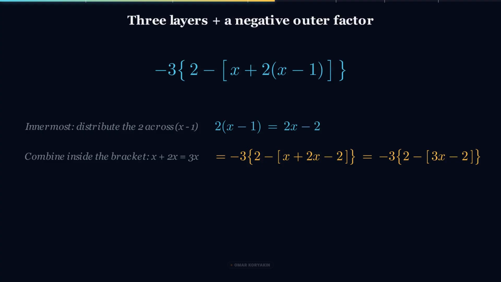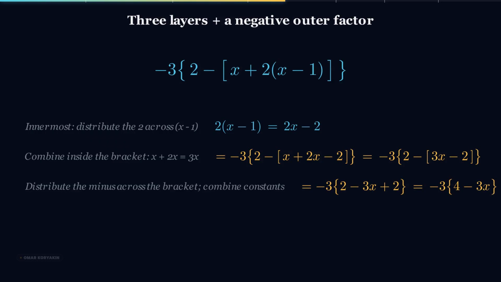The x terms, x and 2x, combine to 3x, and the constant negative 2 stays. So the bracket simplifies to 3x minus 2. The expression now reads -3 times the brace containing 2 minus the bracket containing 3x minus 2. We have made one layer of progress and now move to the next layer outward.